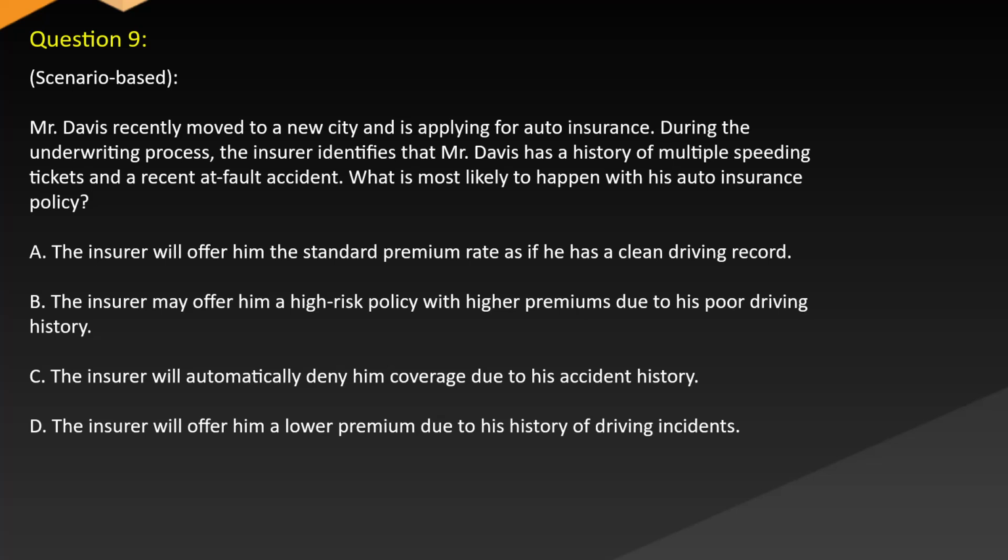During the underwriting process, the insurer identifies that Mr. Davis has a history of multiple speeding tickets and a recent at-fault accident. What is most likely to happen with his auto insurance policy? A. The insurer will offer him the standard premium rate, as if he has a clean driving record. B. The insurer may offer him a high-risk policy with higher premiums due to his poor driving history. C. The insurer will automatically deny him coverage due to his accident history. D. The insurer will offer him a low premium due to his history of driving incidents.